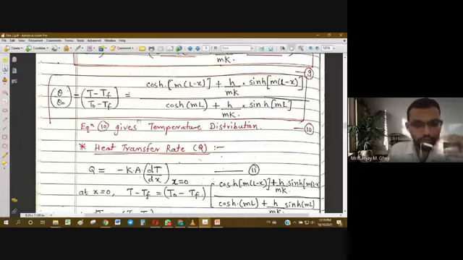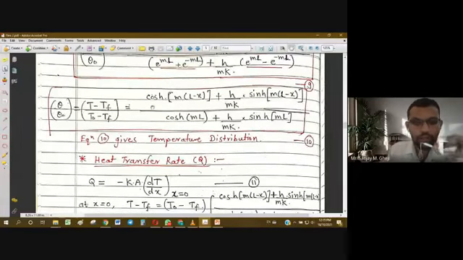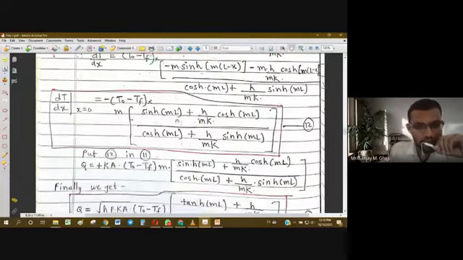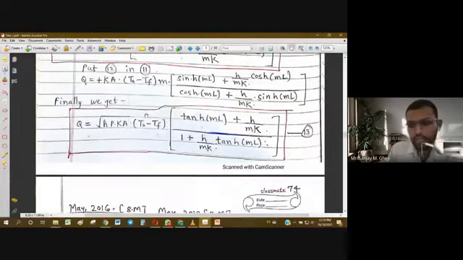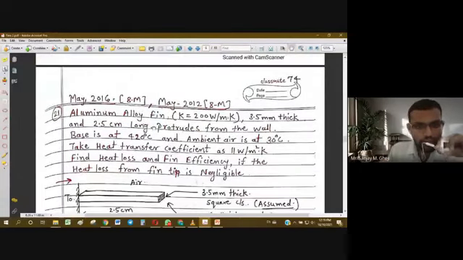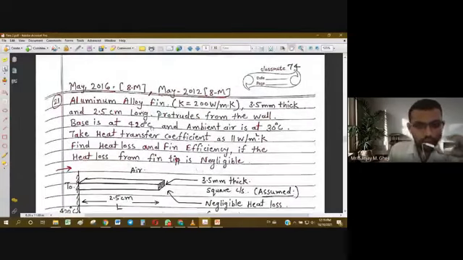Only what you have to remember are the key factors. Key factors means there are some terms involving the cos hyperbolic function and the sine hyperbolic function. So in this way we complete our analysis for all three cases, and then we have to go for problem solving based on the fin theory, whatever we have covered.